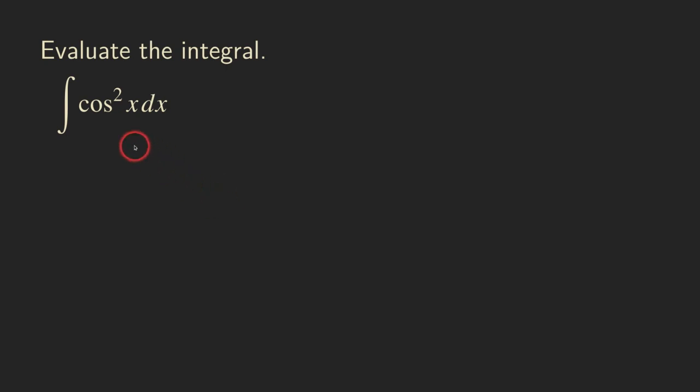Hello everyone, let's look at this integral here. This integral has a cosine square of x. And to integrate this function, we cannot really use u-sub like we usually do with an odd power of sine or cosine. So one way is that we can use the half angle formula to convert this expression into something that's linear in cosine, so that we can integrate directly.